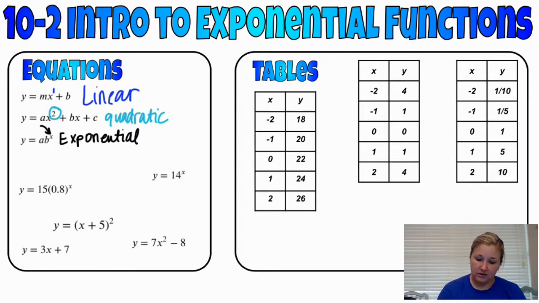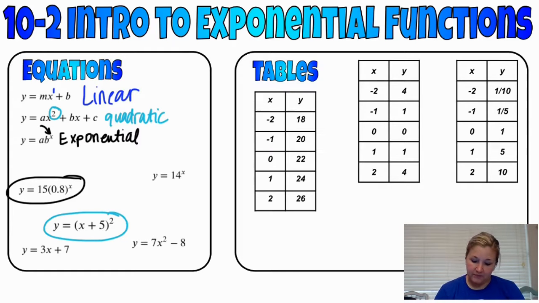So if you'll notice here, I'm going to circle these corresponding to the certain color. So we have 15 times 0.8 to the x power. Since x is in the exponent, this is going to be exponential. And then I have y equals (x plus 5) to the second power. So my highest power there is 2, so that's going to be a quadratic. And then I have y equals 3x plus 7. That's in slope-intercept form, the highest power there is a 1, so therefore I'm going to have a linear function.